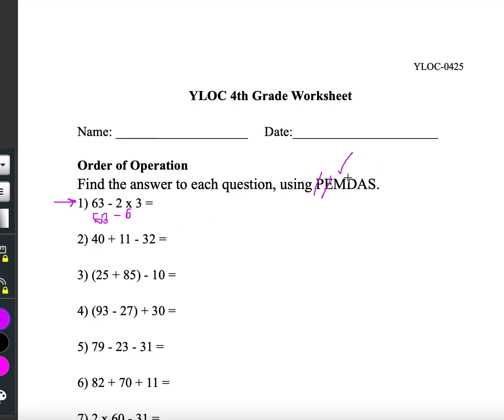And then you skip division. We have addition, subtraction, right? So that's next. This is the only thing left. So 63 minus 6 is 57.